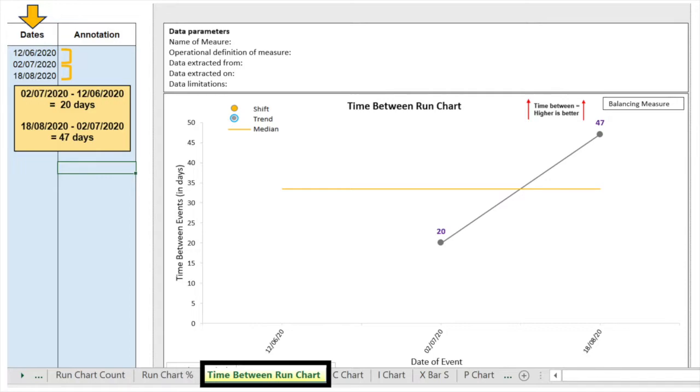To create a time between chart, you only require the dates where the events happened. The chart uses the dates to calculate the number of days between each event. It is the number of days that is plotted.